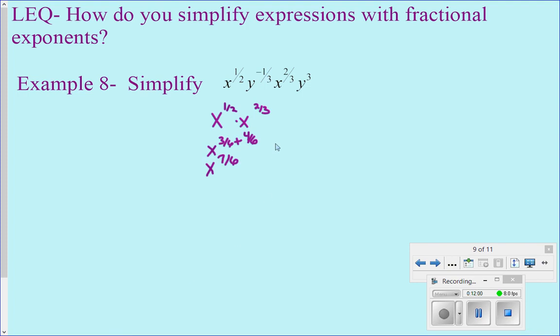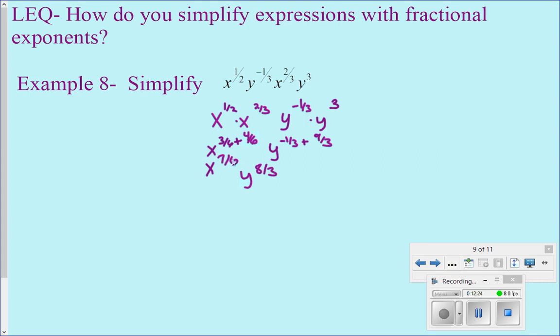Okay, I'm going to do the same thing with the y's. So y to the negative 1/3 times y to the 3rd. I'm going to get the y's combined by adding the exponents. So negative 1/3, and I'm adding on 9/3, and that's 8/3. And so I have x to the 7/6 and y to the 8/3.